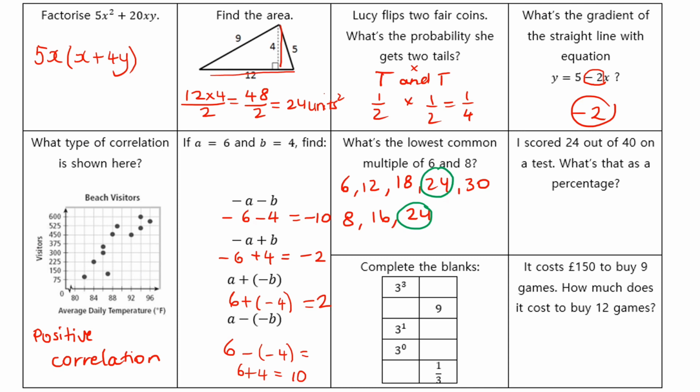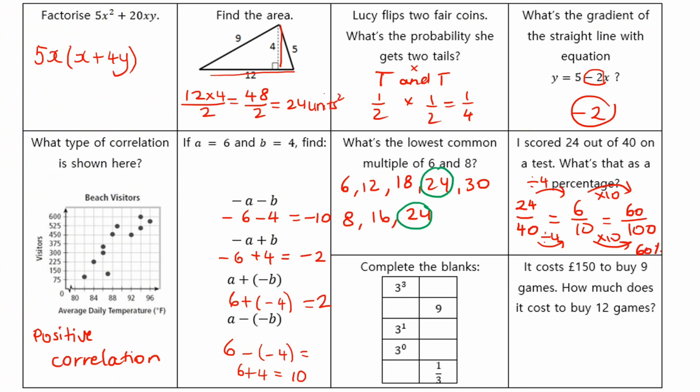I scored 24 out of 40 on a test. What's that as a percentage? Okay, so 24 out of 40. We want to write this down as a percentage, so we want to write it down as out of 100. So we could divide both of these numbers by 4 or by 2, then go up to 100. So if I divide it by 4, it gives me 6 out of 10, because 24 divided by 4 is 6, 40 divided by 4 is 10. And to bring it back up to 100%, we could times it by 10. That gives you 60, so that's going to be 60%.